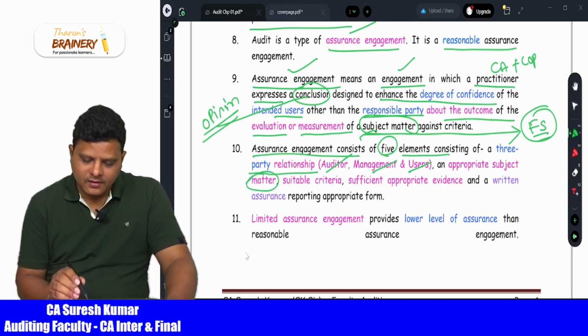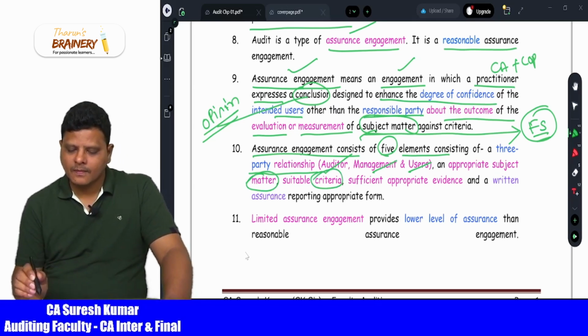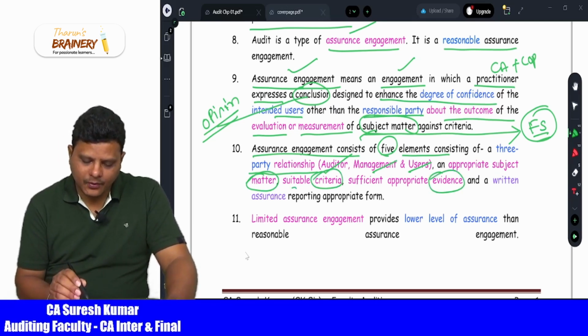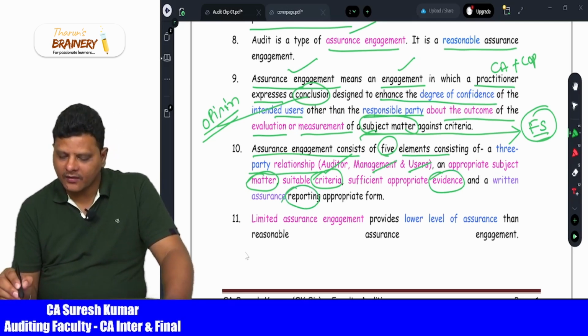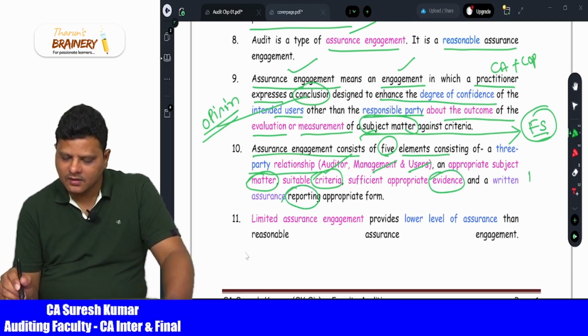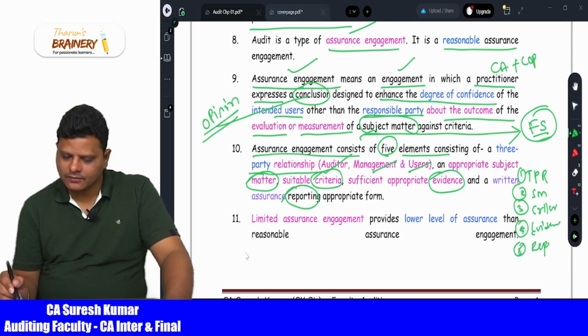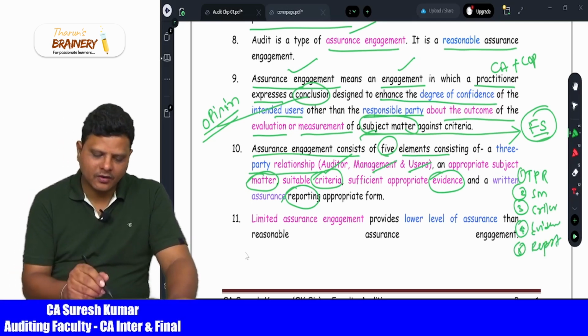Next, criteria, evidence and written report. So what are the 5 elements? First element is 3-party relationship. Second element is about subject matter. Third element is about criteria. Fourth element is about evidence. Fifth element is about report. So very important for examination.